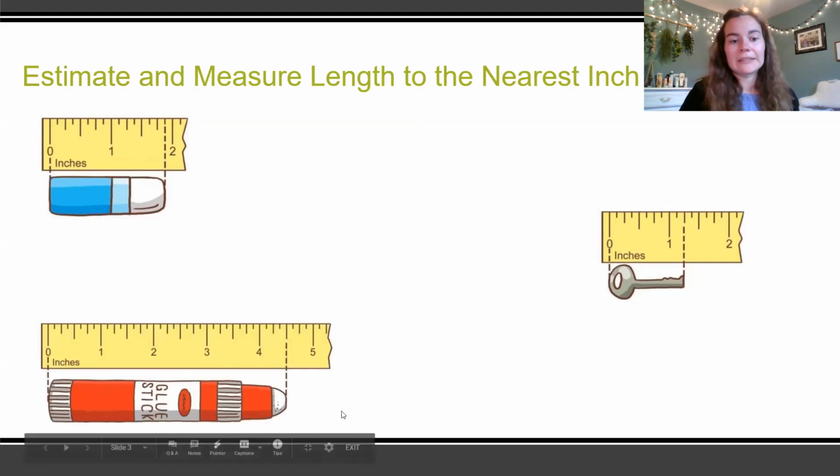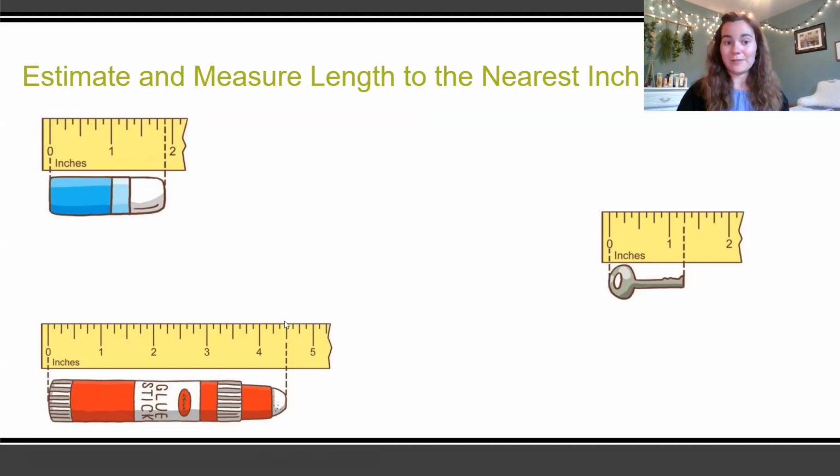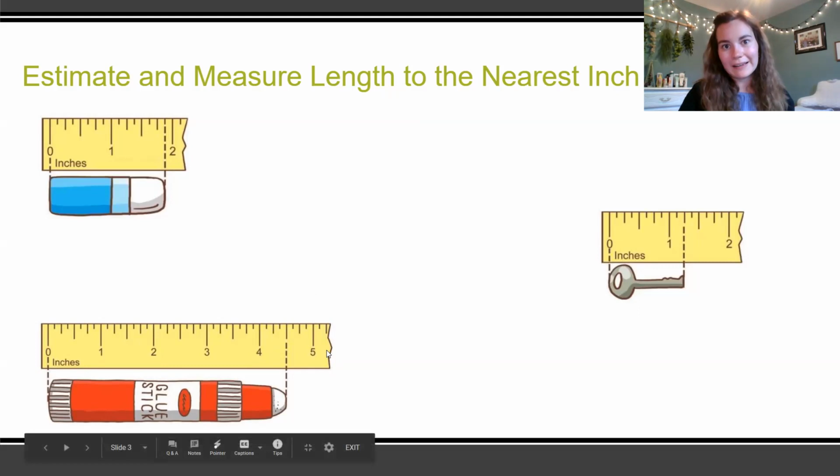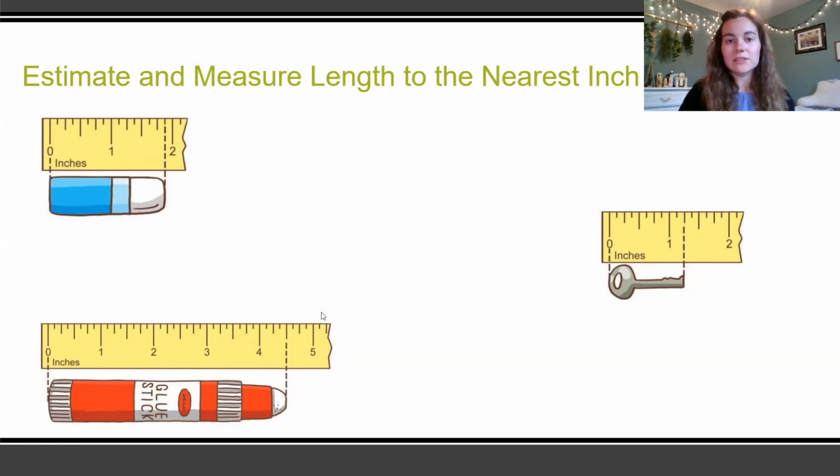And we have one more, a glue stick, and this one, oh boy, it's right at the half mark, in between 4 and 5 inches. So remember what I said with the key, the half mark is really going to help us know if it's closer to the lower number or to the higher number. And because it's right at the halfway point, I'm going to round up and say it's about 5 inches. So because it's at my halfway, it's about 5 inches long.